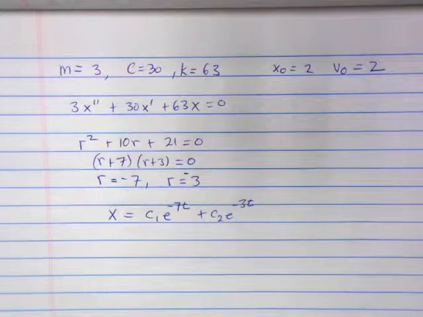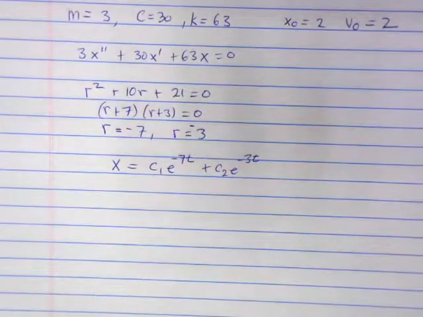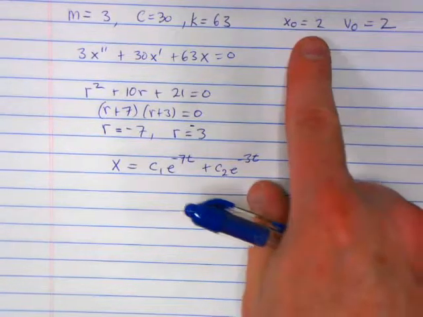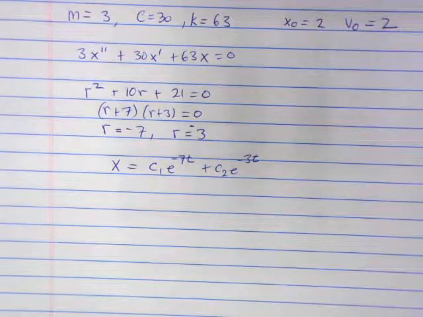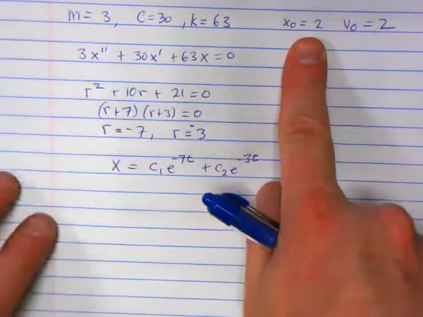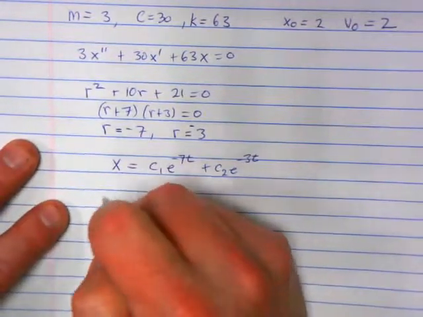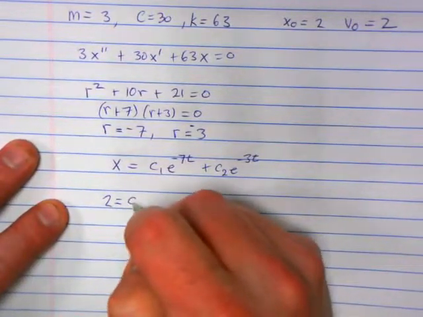Really not much new there. What about the x naught and the y naught? Well, I've got to plug those in still. I'm not done yet. We're getting close. Plug in our initial conditions. We have 2 equals C1 plus C2.